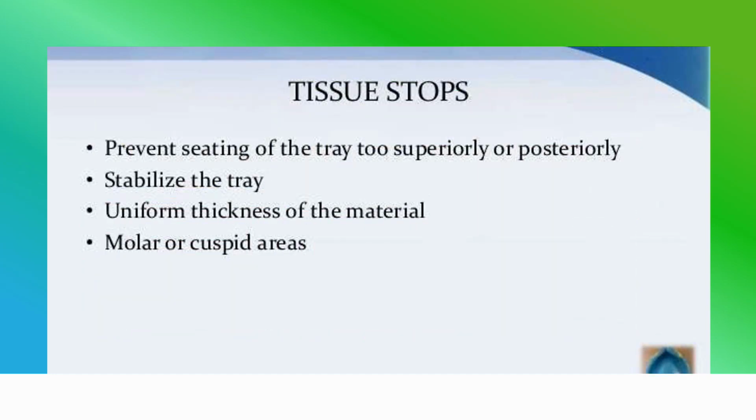The tissue stops. Tissue stops help to prevent seating of the tray too much superior or posterior. It helps to stabilize the impression trays and helps us in obtaining uniform thickness of the material. Tissue stops are placed in the molar and cuspid regions.